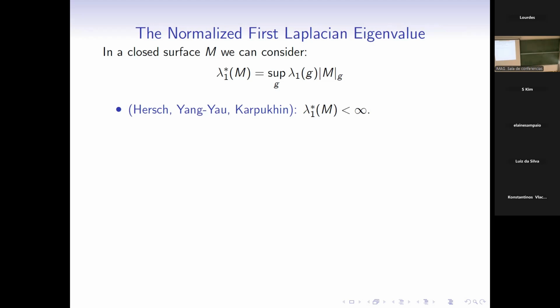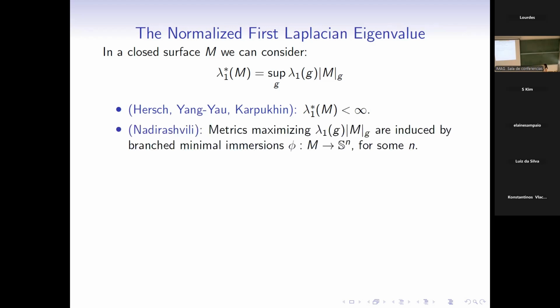Okay? And once you have that this quantity is finite, the first natural question that you can have is whether you do have a maximizing metric for that. And if the answer is yes, you can ask, what do you know about it? Is it explicit? Do you know it? What properties does it have? So in that direction, Nadirashvili proved that if we do have a maximizing metric, then your surface endowed with this metric can be immersed in some sphere as a minimal surface by first eigenfunctions.